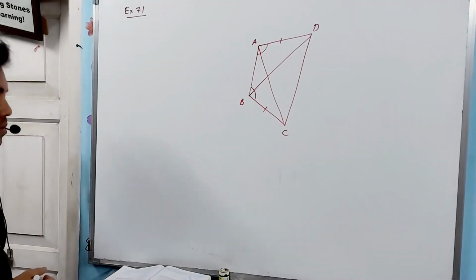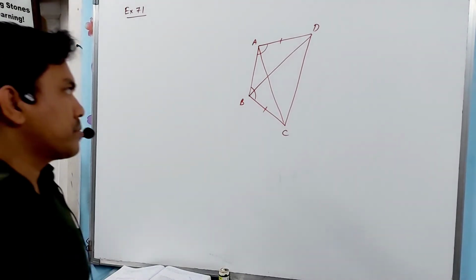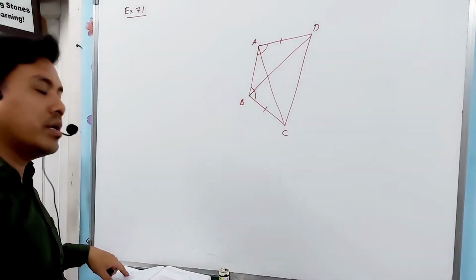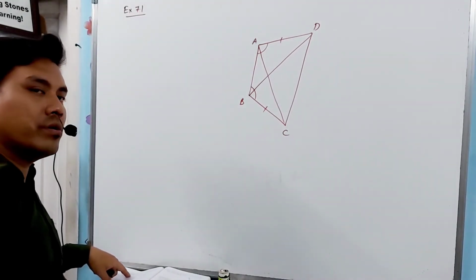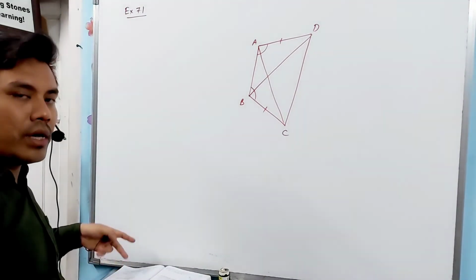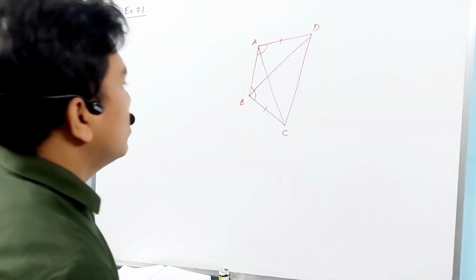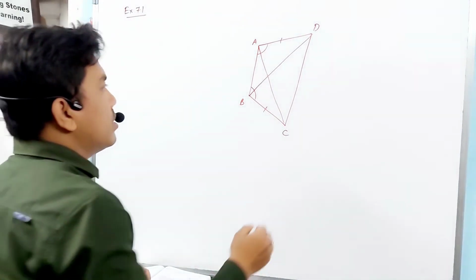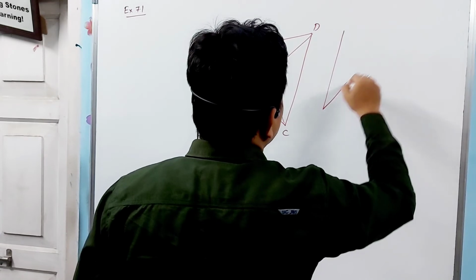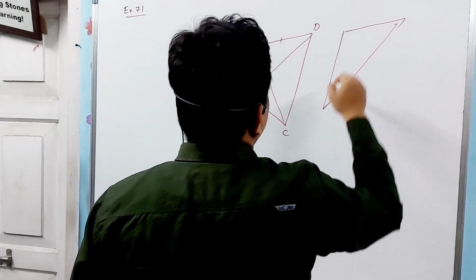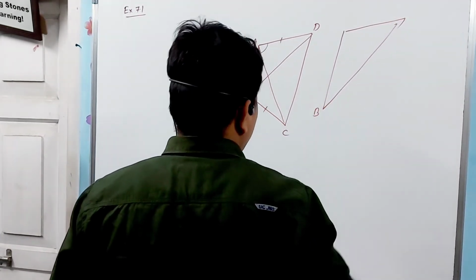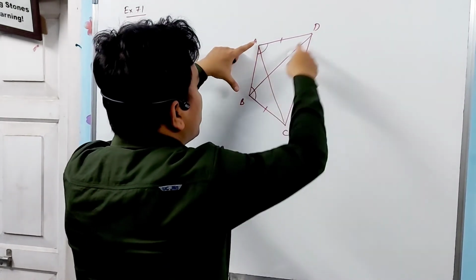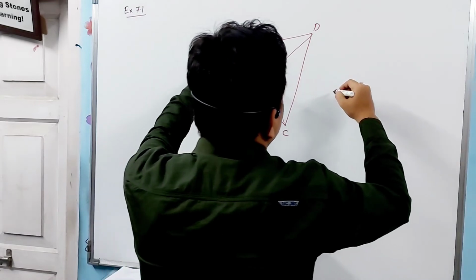Okay, all right. So now, after proving the first one, that is, triangle ABD and BAC are congruent to each other, we can easily prove the other two. The other two can be proved by CPCT. So now let us prove that triangle BAD... let me draw it once again. I will take this triangle BAD outside.